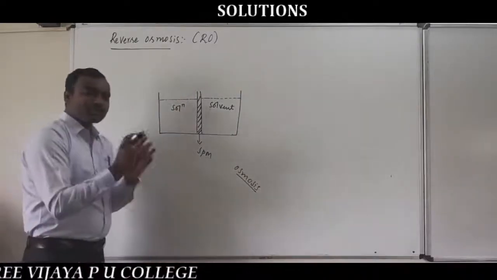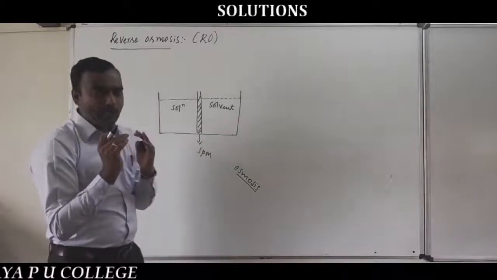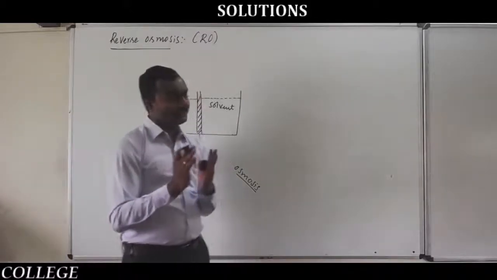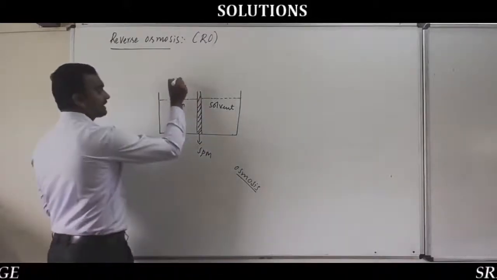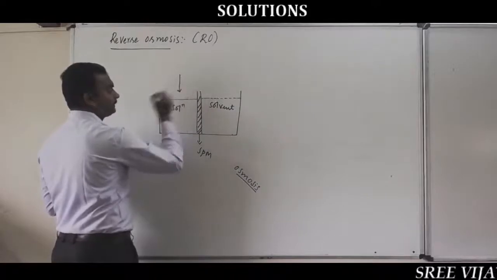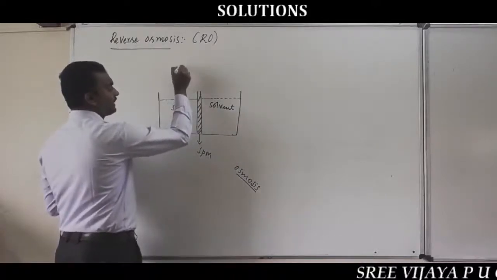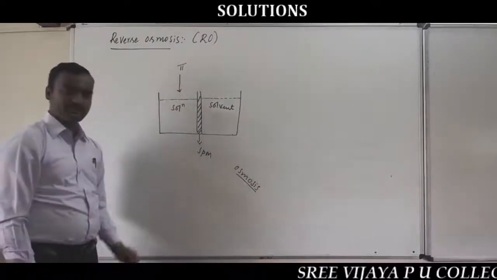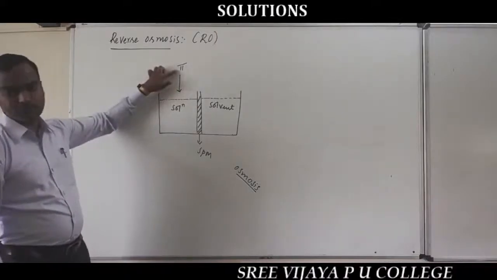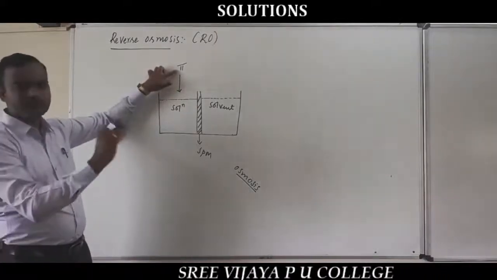To stop the osmosis, we are going to apply pressure on the solution side. That pressure applied on the solution side just to stop osmosis is called osmotic pressure. That is pi.